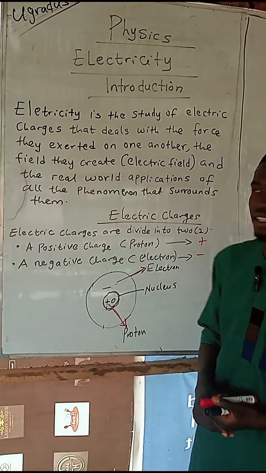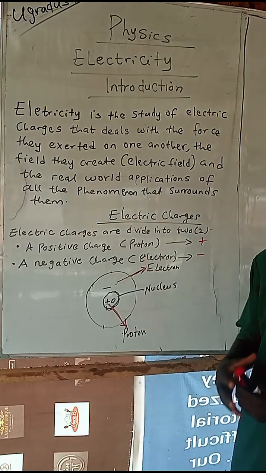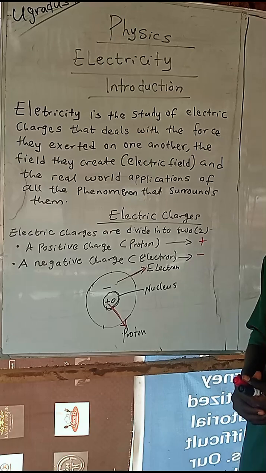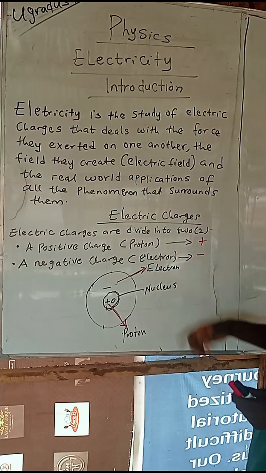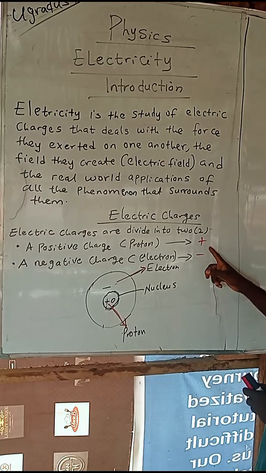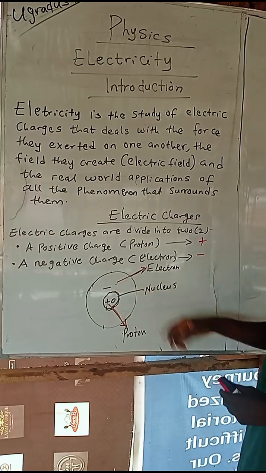What are electric charges? Electric charges are charges that are created by either natural occurrences or artificial occurrences. And these charges are divided into two: a positive charge, known as the proton, always positive, and a negative charge, known as the electron.